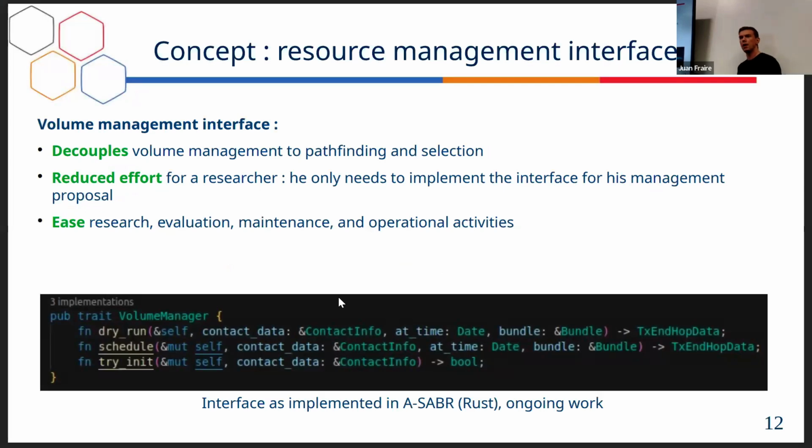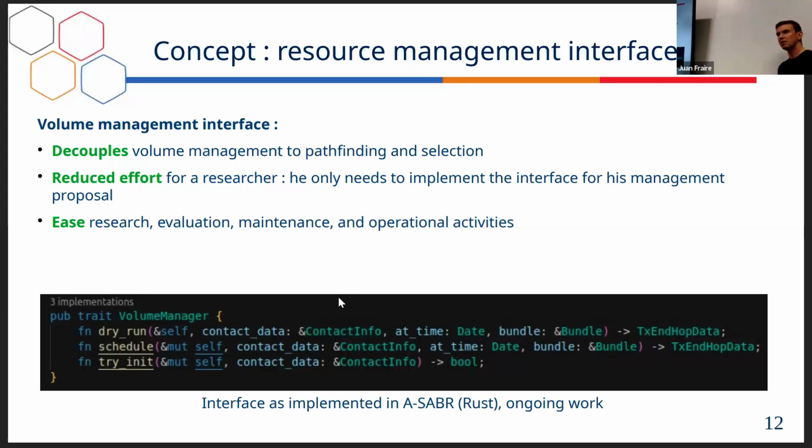So the idea is to attach a generic volume management component to the contact, which is initialized accordingly depending on the contact plan. What do you have in the contact plan? What type of contact is it for the volume management and so on? This allows us to decouple the volume management from the pathfinding and selection. So this is something we are also working on.